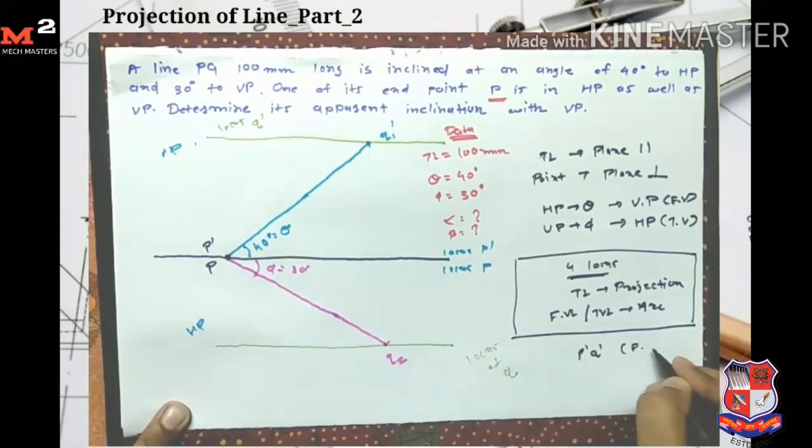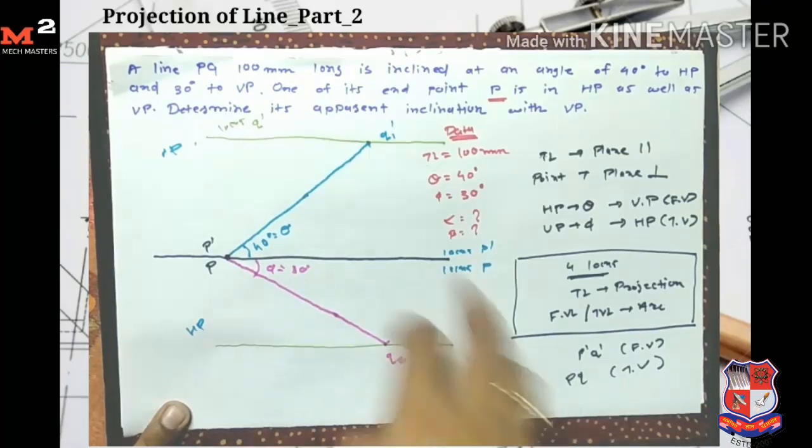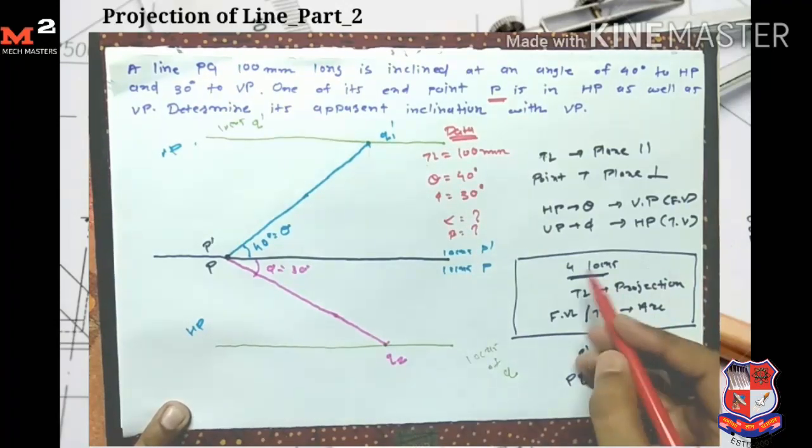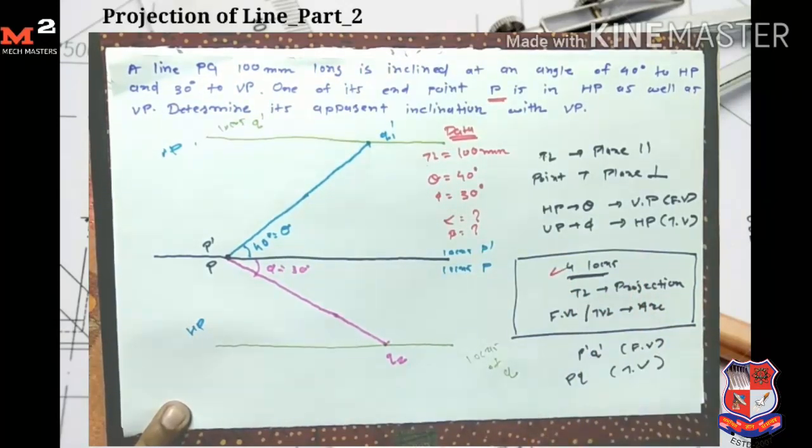Because at the end I need to find the line P dash Q dash, this is my front view of the line, and PQ, this is my top view. So I find the P dash Q dash line and the PQ line. I get the Q point on this line and the Q dash point on this line. Now we have found the four locus. Now from the true length we draw the projection line.